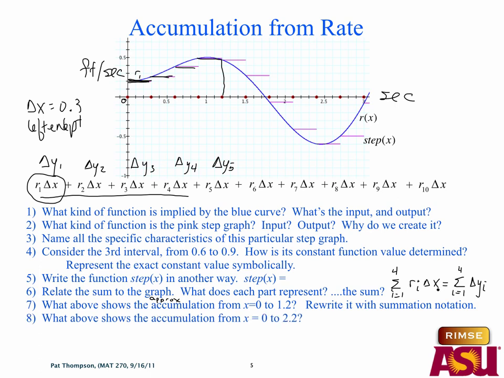Okay. All right, so what would show the accumulation from 0 to 2.2? You want to talk to a neighbor, figure it out? Or do you feel like you can answer? So 2.2 is right here.